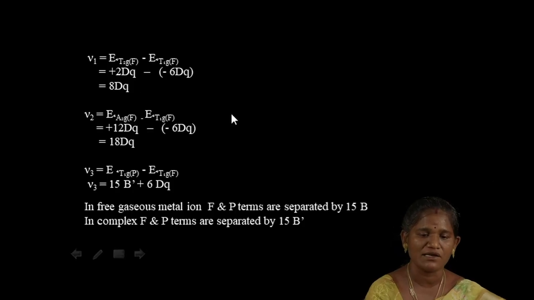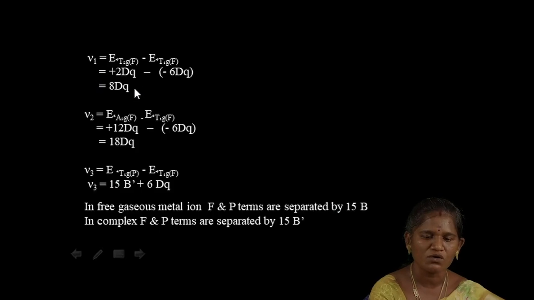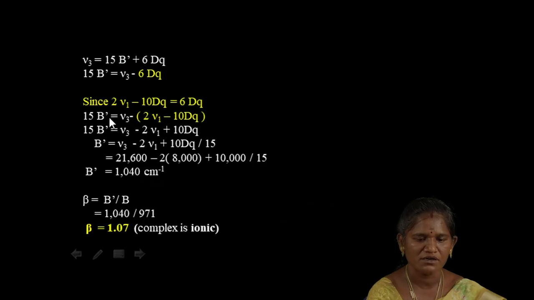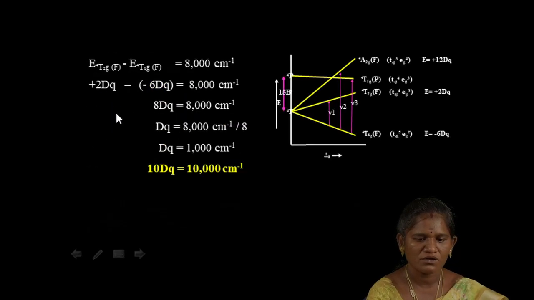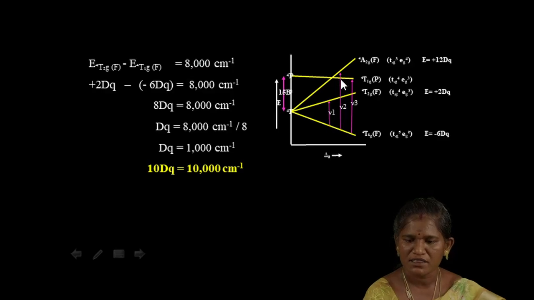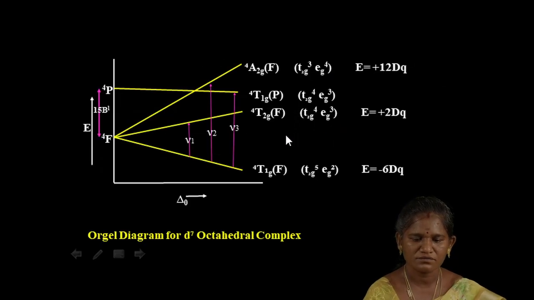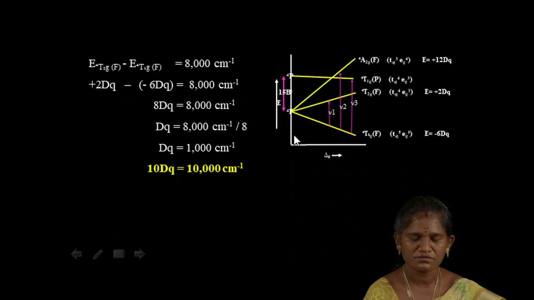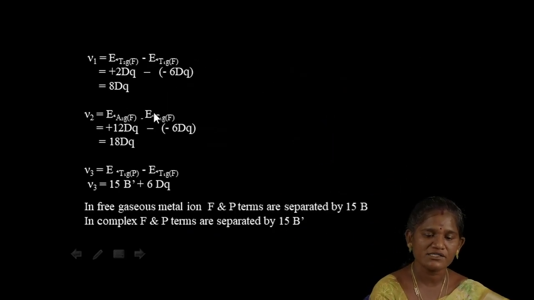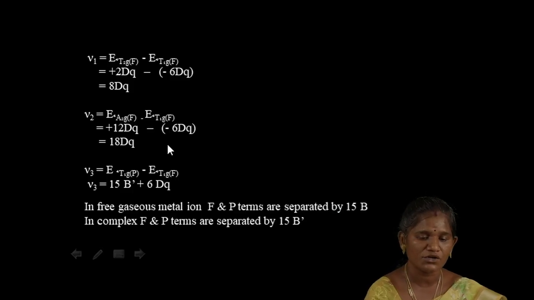that is nephelauxetic ratio value. So for that purpose we can compare all the 3 transitions. So we can find nu 1 is equal to 8 Dq. This we already discussed, that is energy of T2G minus T1G is equal to 8 Dq, and this is nu 2, that is the second electronic transition, that is A2G minus T1GF. So nu 2 is equal to energy of A2G minus energy of T1G, that is equal to 18 Dq.